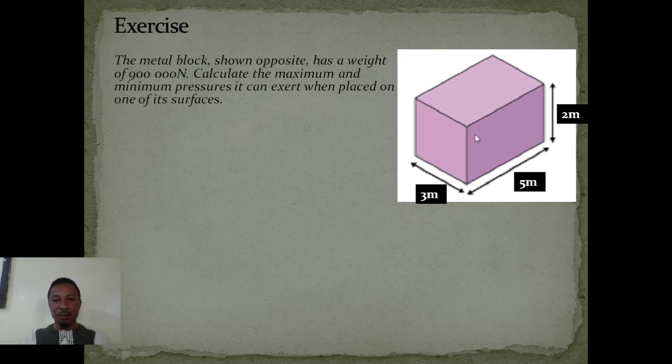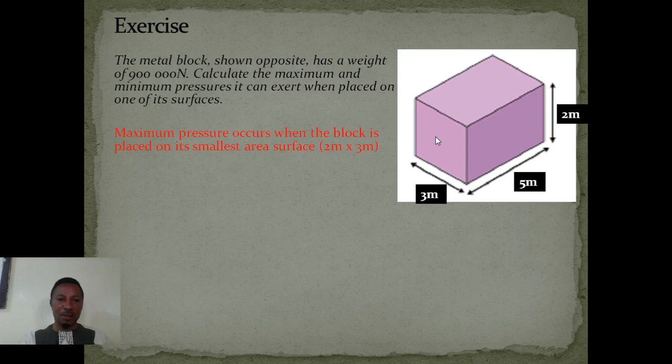Okay, so the maximum pressure it can exert, remember, will be from the smallest area. Maximum means the biggest, and it will come from the smallest area. So from this, what's going to be the smallest area? Is it 5 by 3? I don't think so. This is 15 meters squared. Is it 2 by 5? This is 10 meters squared. I don't think so. But let's look at this side. Is it 3 by 2? That is 6 meters squared. Yeah, I think that is the smallest area, right? So that's the smallest area we're going to use.